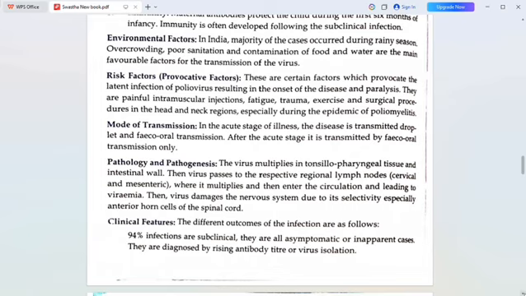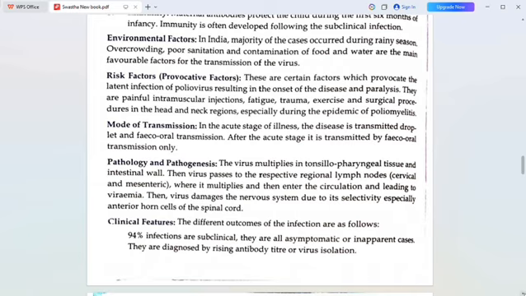So first the virus enters from the mouth through tonsillopharyngeal tissue and then gets to the intestinal wall. Then, from this digestive tract, it passes to the regional lymph nodes, namely mesenteric and cervical lymph nodes, where it multiplies, enters the circulation and causes viremia.